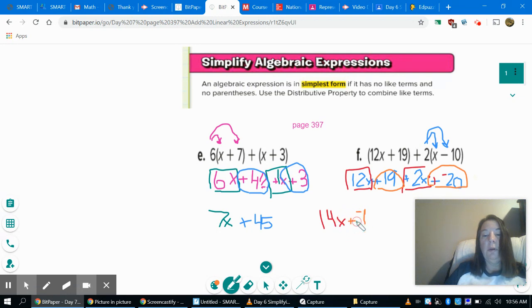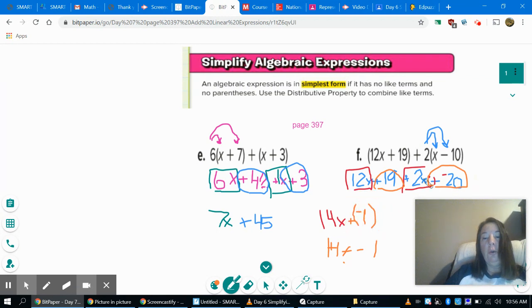So I have 14x plus negative 1, or I can rewrite that as 14x minus 1. That's kind of sloppy, but you guys get what I'm saying, hopefully. So again, I cannot combine these anymore because they're not like terms. So once again, I can get that down to two terms, 14x minus 1 or 14x plus a negative 1.